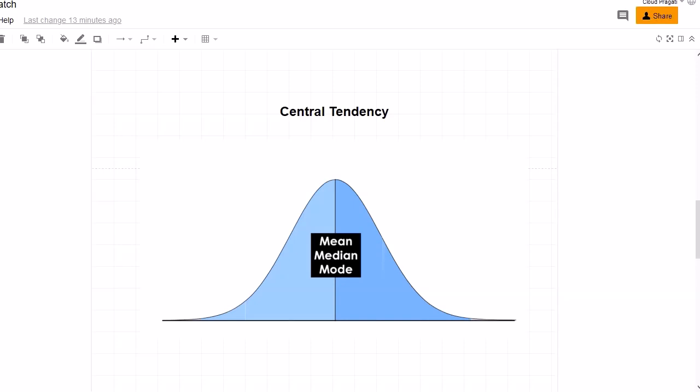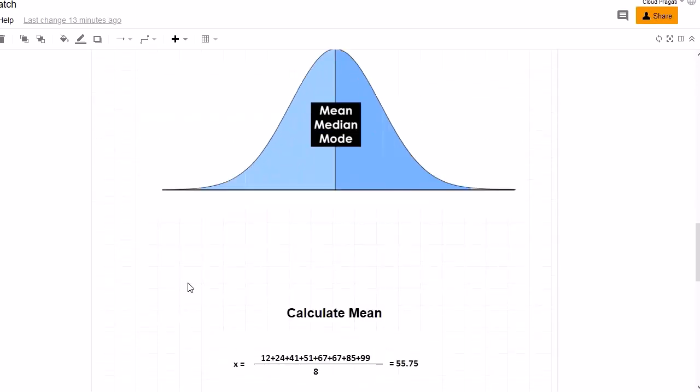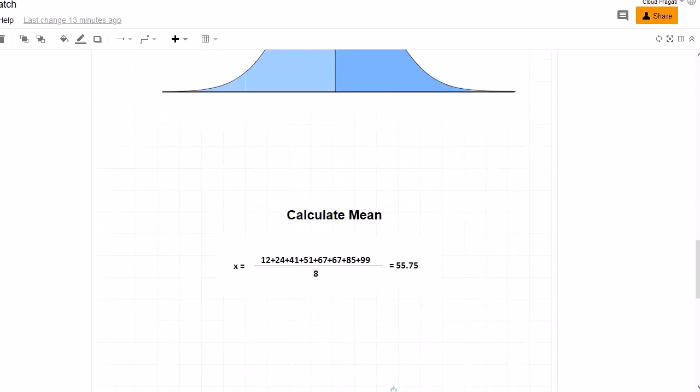Now the second question is, how do we calculate the mean or average? To calculate it, we use the formula: the sum of the values of each number divided by the count of numbers. Over here we are summing up 8 digits, and the sum is then divided by 8. Why is it divided by 8? Because we have 8 digits in this calculation, and the mean value we get is 55.75.